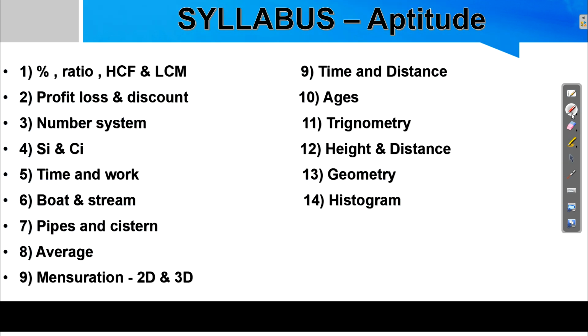Then the next is aptitude. So for aptitude: percentage, ratio and HCF, profit loss discount, number system, SI and CI, time and work, boat stream, pipe, distance, again average, mensuration 2D and 3D, time distance, ages, trigonometry, height distance, geometry and histogram. Okay, total 14 topics are there for your aptitude part.